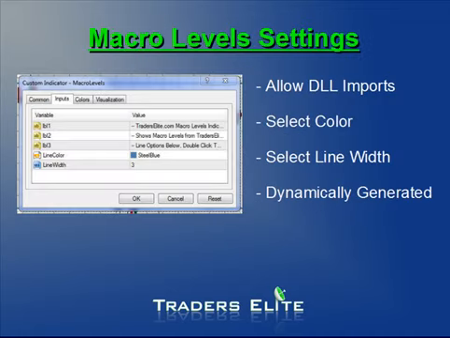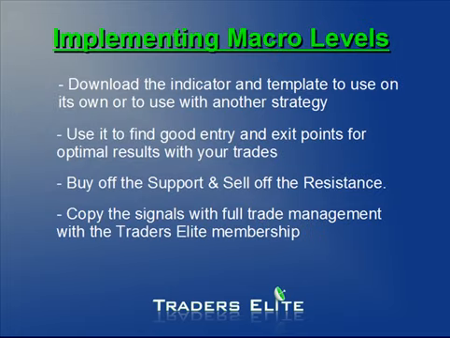Okay, so the indicator is real easy. These levels are dynamically generated. They're taken straight off our database, so all you have to do is allow DLL imports, select the color that you want to use these macro levels on your charts, the line width, and install. That's all there is to it.